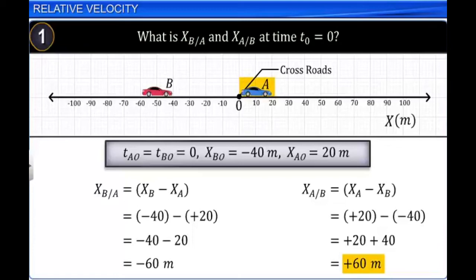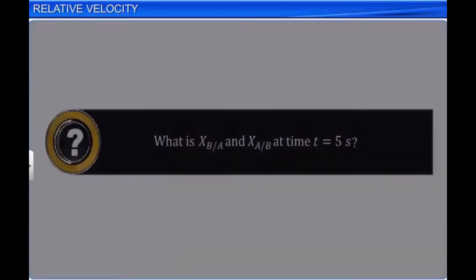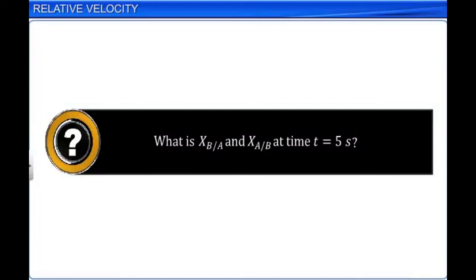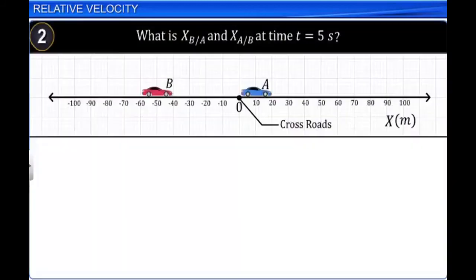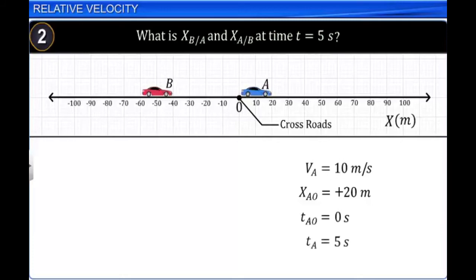2. What is xB by A and xA by B at time t equal to 5 seconds? Here, vA is equal to 10 meters per second. xA0 is equal to plus 20 meters. tA0 is 0 seconds and tA is equal to 5 seconds. We need to find xA.